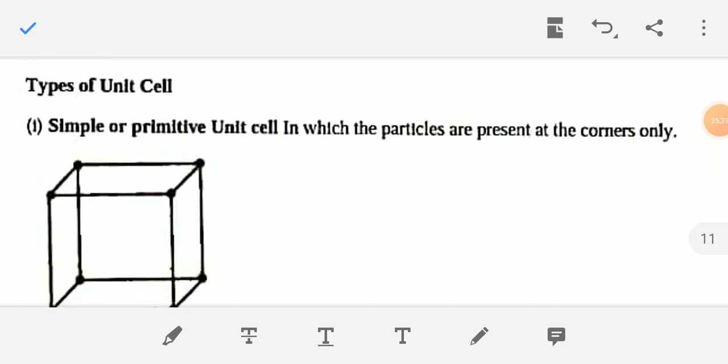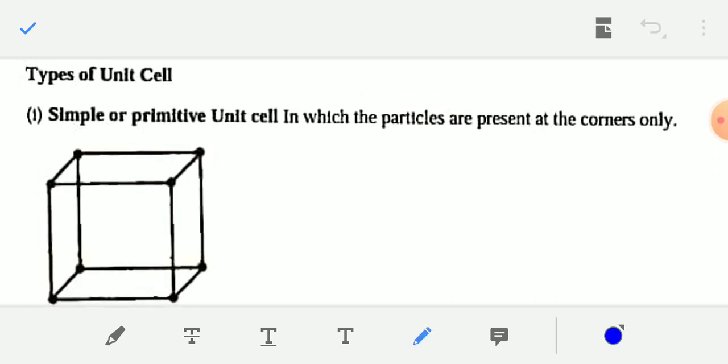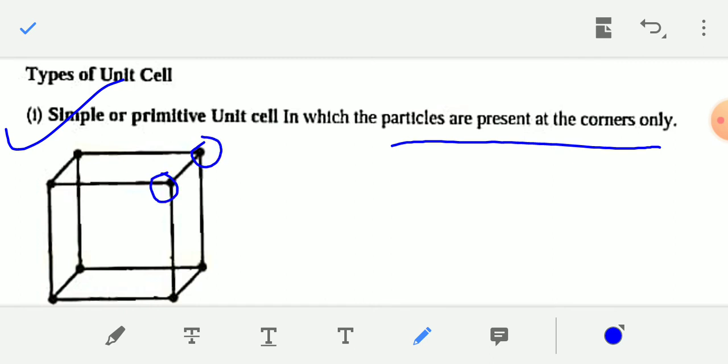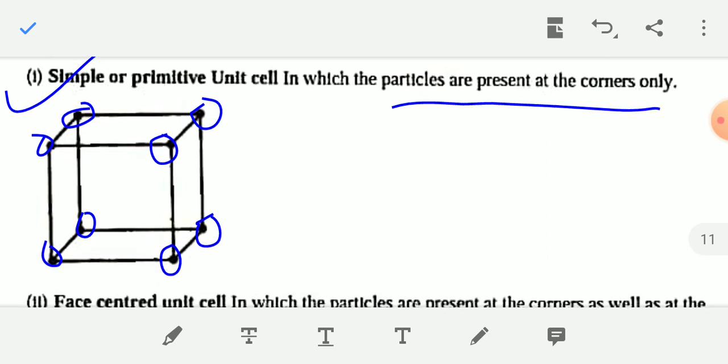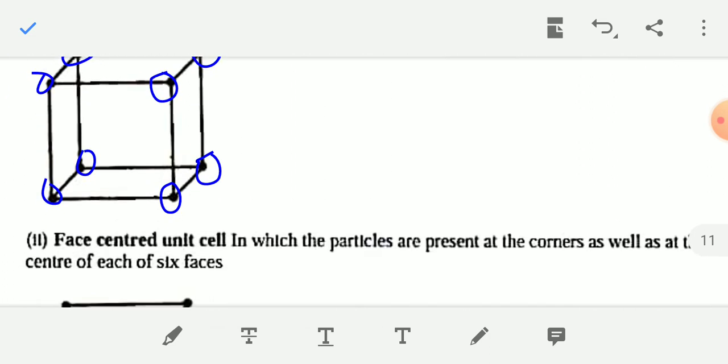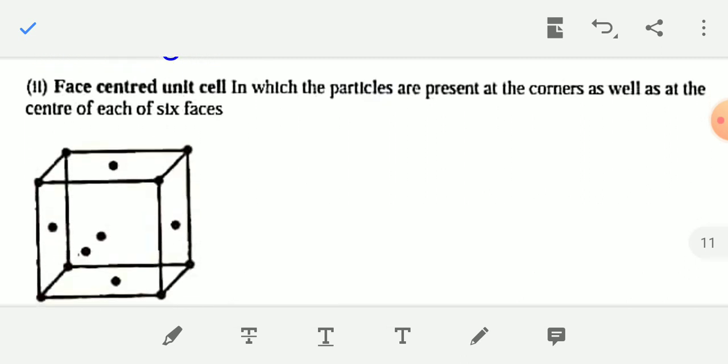So the first type of unit cell is simple or primitive unit cell. Simple unit cell is one in which the particles are present at the corners of the unit cell. You can see the particles are present at the corners. There are 8 corners and 8 particles are present at the 8 corners. If only 8 particles are present at the 8 corners of the unit cell, then it is known as simple or primitive unit cell.